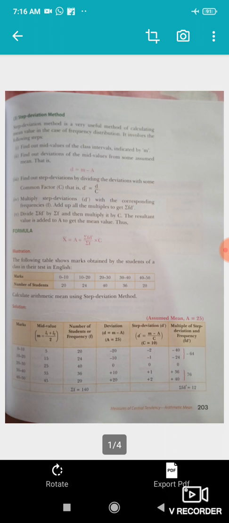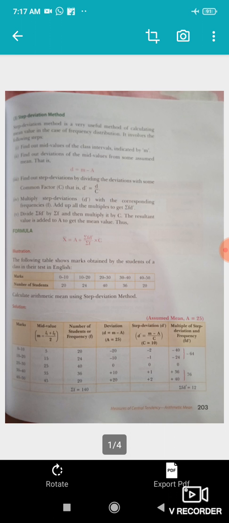Now look at this sum carefully. The following table shows marks obtained by students of a class in their test in English. Marks are 0 to 10, 10 to 20, likewise up to 40 to 50. The number of students, that is the frequency which is given, is 20, 24, 40, 36, 20.